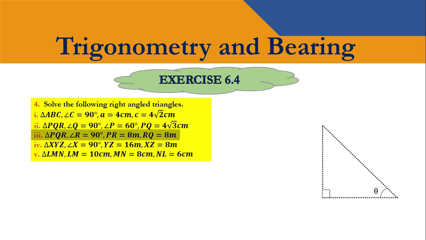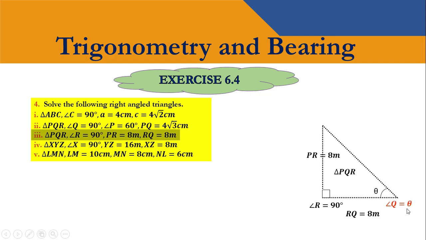Now we will solve the third triangle of this question. The triangle is PQR. The angle R is given to us, and the two sides for which R is the common vertex. So these two sides are either the perpendicular or the base. PR is 8 meters and QR is 8 meters. So the base and the perpendicular are given to us.